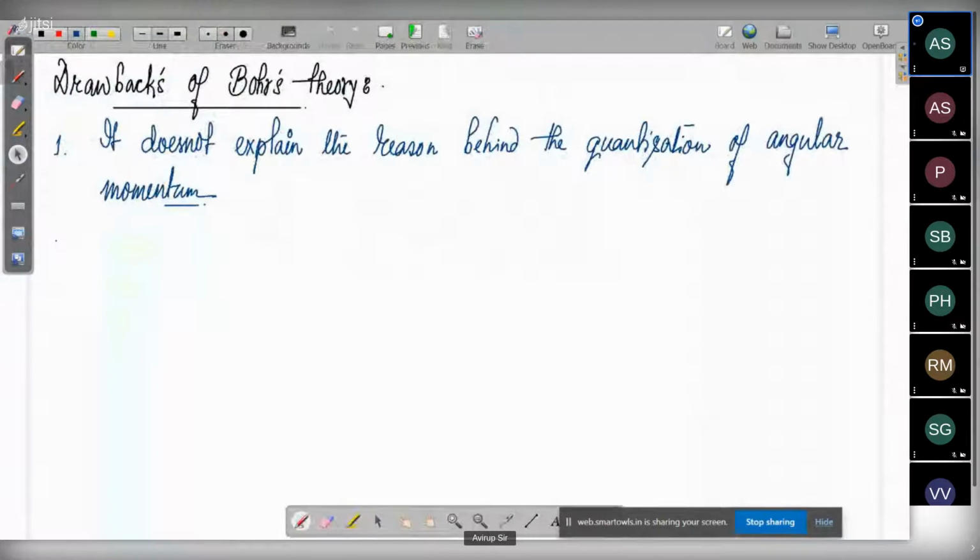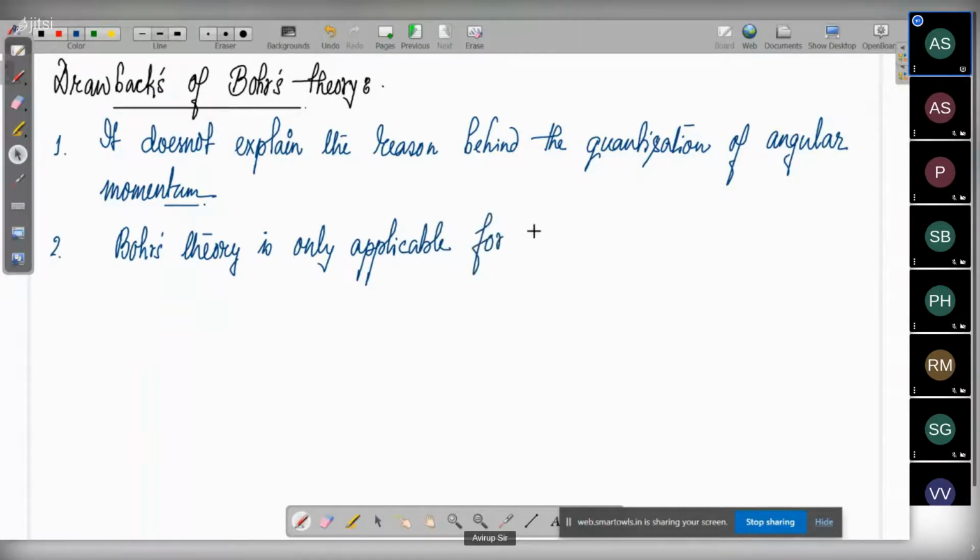So that's one. Then secondly, the most important one: Bohr's theory is only applicable for one electron system. So what did Bohr actually do?